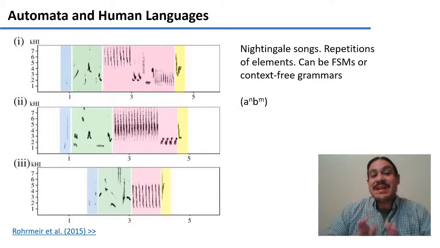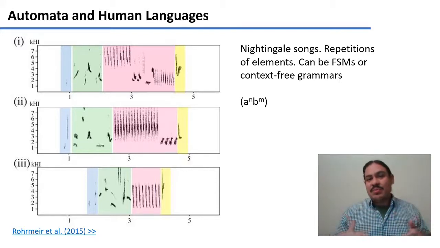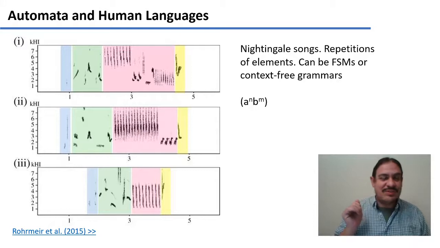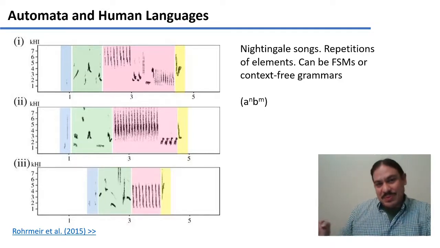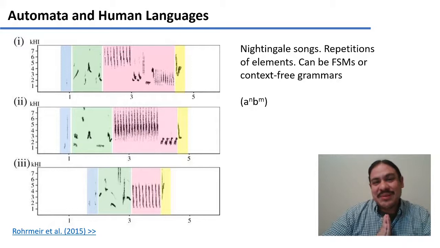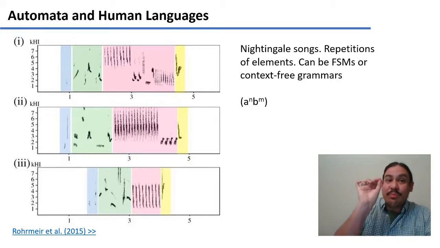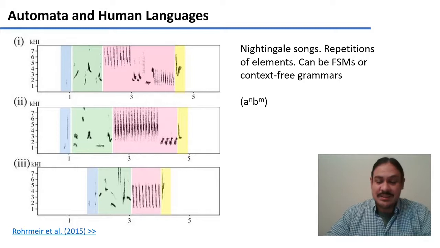For example, these are nightingale songs. And as you can see, they are repetitions of the same elements. And we can describe them with, for example, finite state machines. So in the green segments, for example, we have repetitions of three elements, beep, beep, beep. We have repetitions of more elements in the red segments, beep, beep, beep, and so forth. These are spectrograms, by the way, very similar to the ones we'll use for human language. And the regions with the darker colors are regions with more energy. So this is where the singing is located. As you can see, we could program a finite state machine to accept and to generate songs of nightingales, at least.